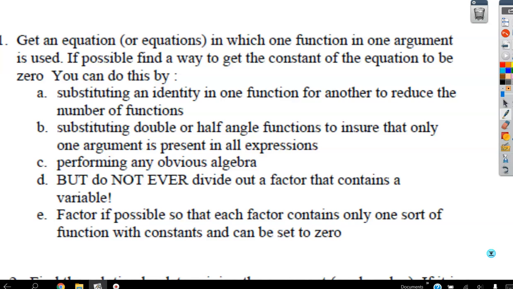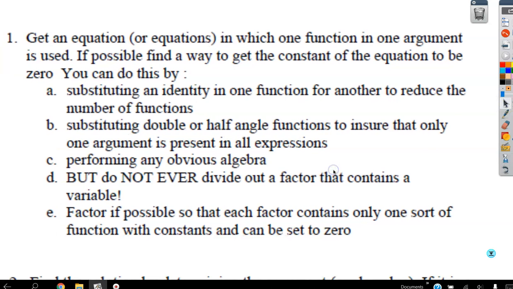Okay, so some rules for solving equations. Number one, you're going to want to get an equation in which there's one function or one argument used. What I mean by that is everything's in terms of just cos, or everything's in terms of just sine or tan. Some of the ways that you can do that are using identities to reduce. You can substitute double or half angle functions. Obviously, sometimes it's just doing algebra, like putting things together.